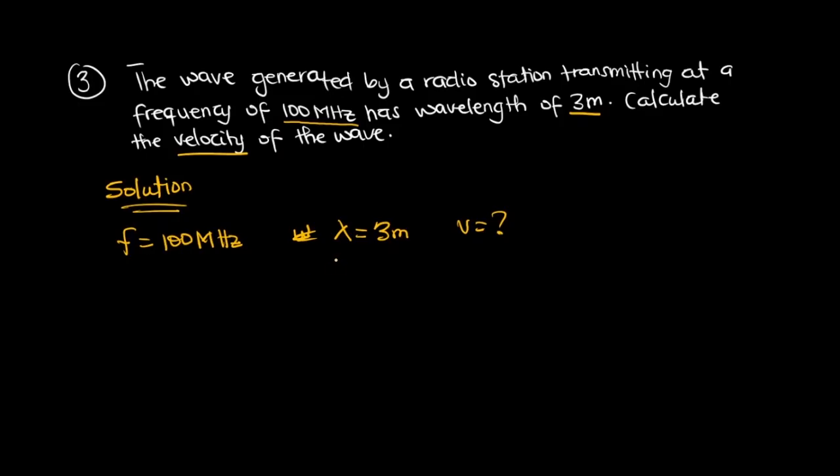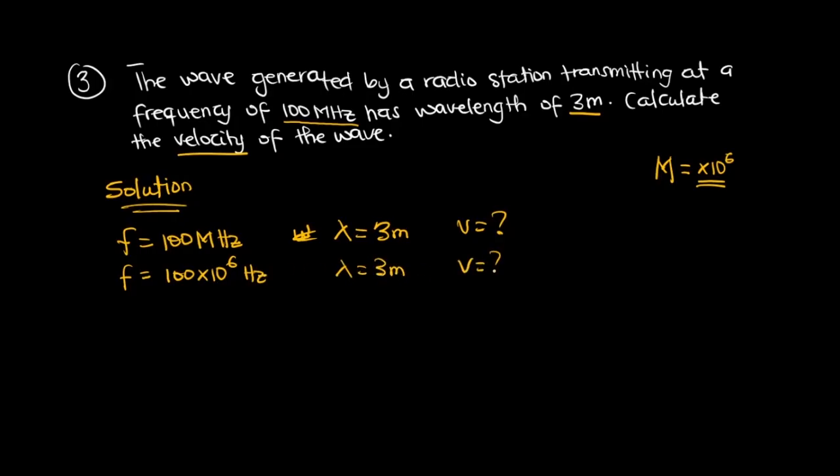Now, if you look through all this, you realize that our frequency is in megahertz instead of hertz. So we need to do something about it. And then our wavelength is in meters, which is correct, so we leave it like that. Now, in maths or any other calculation subjects, mega, capital M, is the prefix for times 10 raised to the power 6. This is what mega means. So our frequency over here is 100 times 10 raised to the power 6 hertz, and our wavelength is 3 meters.